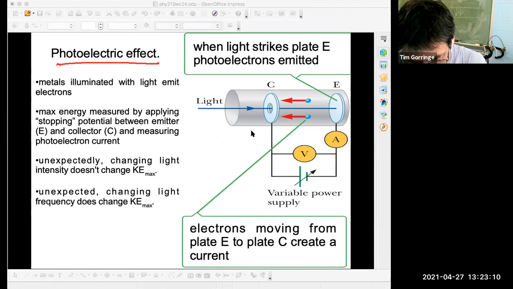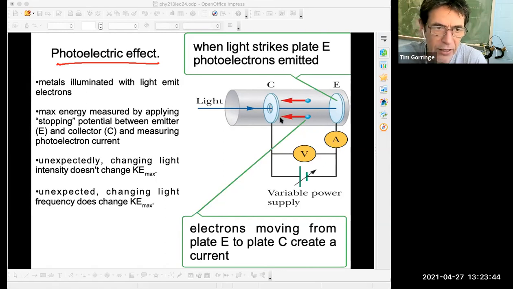The way it's done is that this plate E, this is where we emit the electrons. They're called photoelectrons because they're emitted by light, by photons. So this is where we're emitting the photoelectrons. And then we have this second metal plate on which we apply a potential, and only the electrons with sufficient energy can climb the potential hill and reach that second plate.